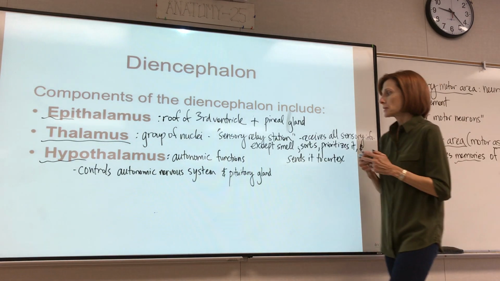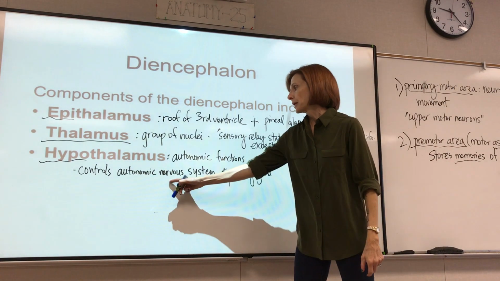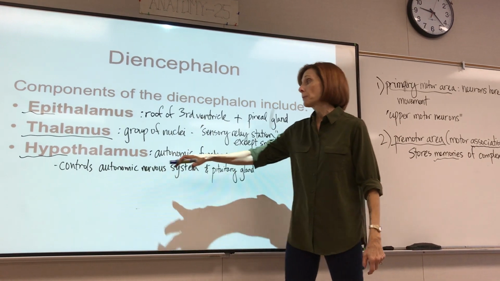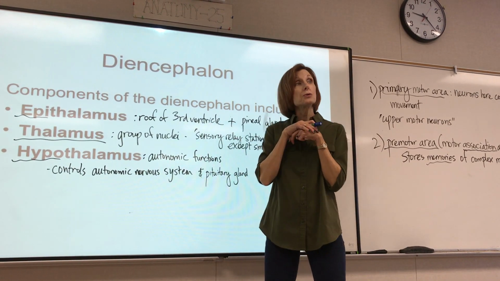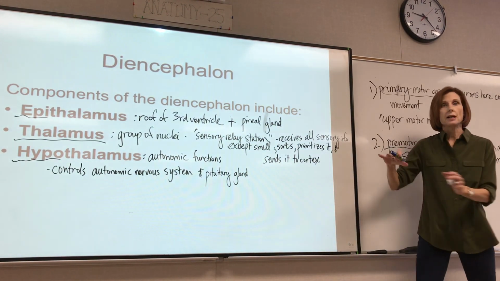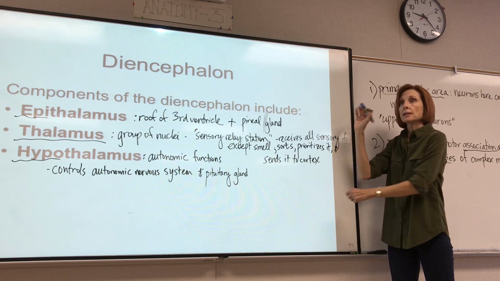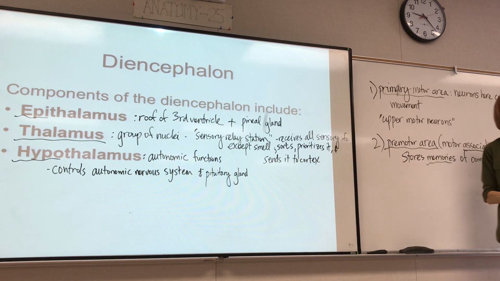So through these two things, the autonomic nervous system and the pituitary gland, the hypothalamus controls a huge number of functions. And this is just kind of an overview of these areas. I'll show you each one of them. What does the title of this slide mean? Diencephalon is the area of the brain that's below the cerebrum. So we're starting with the cerebrum, working our way down.